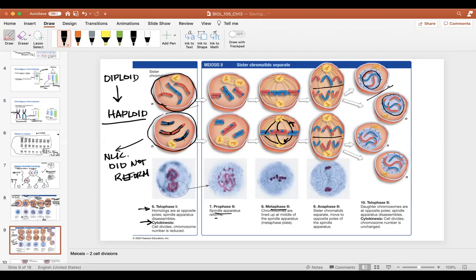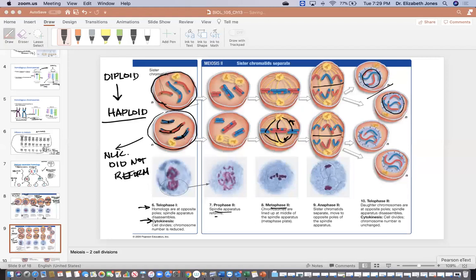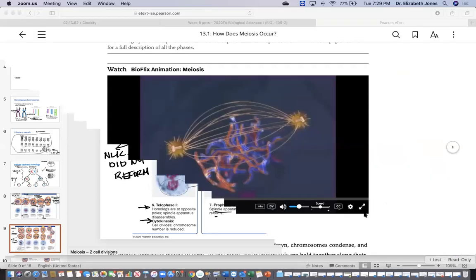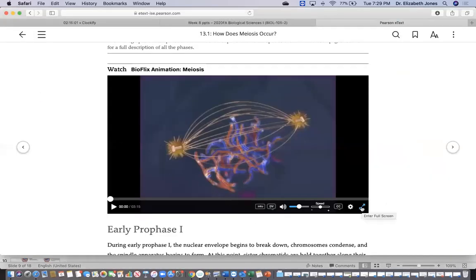Let me change my screen share. Here, okay, we'll do desktop 1. Let me share that. All right, this is a video from your text that shows you this process in an animation, okay?